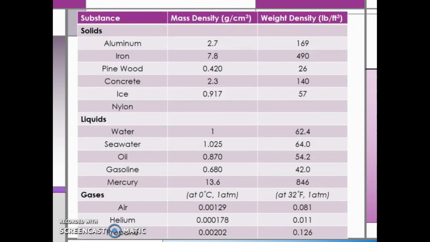This table is meant to show you the mass density and weight density of some common objects. We see that aluminum and iron both have a mass density greater than 1, while pine wood and ice both have a density less than 1, which is the mass density for water. As we will discuss later, if the mass density is greater than 1, the object will sink when placed in water, and if it is less than 1, the object will float in water.